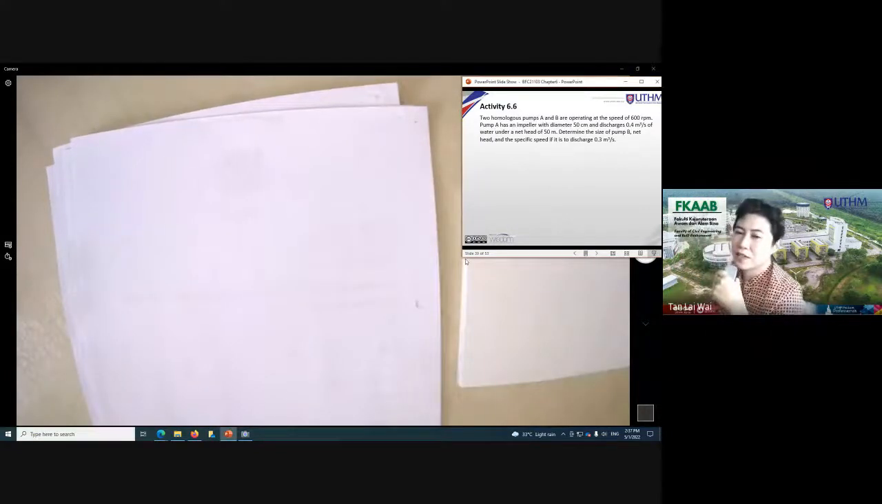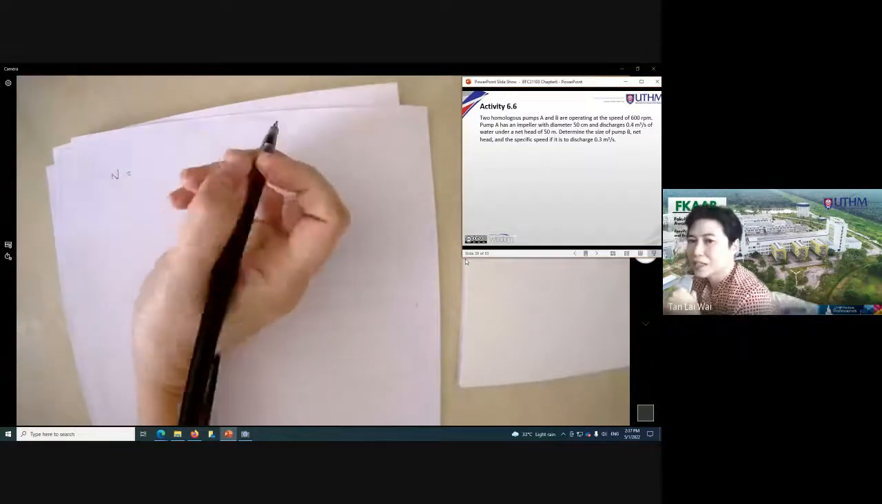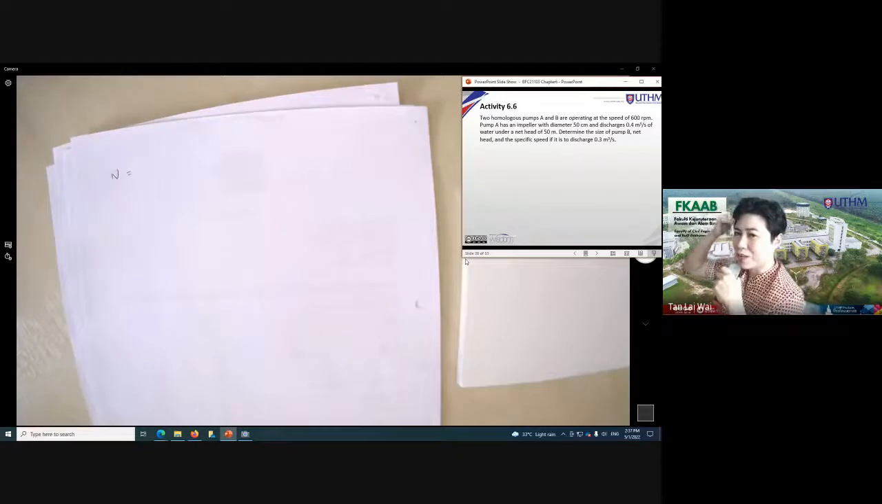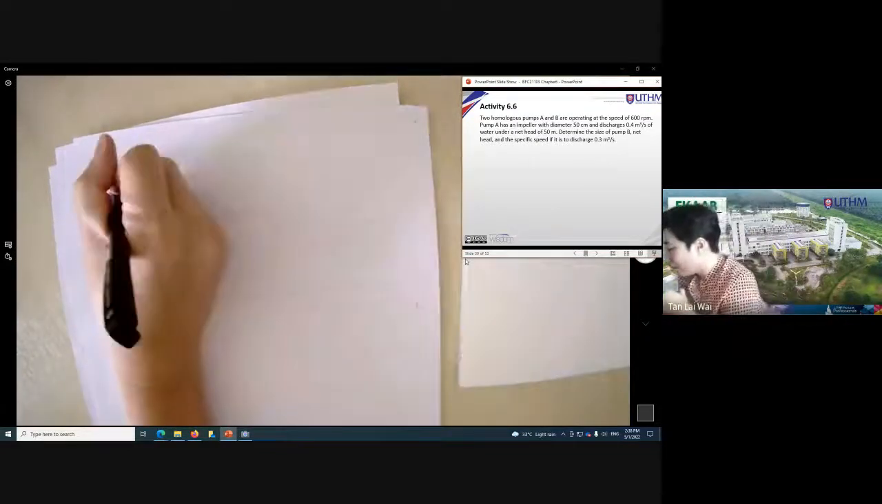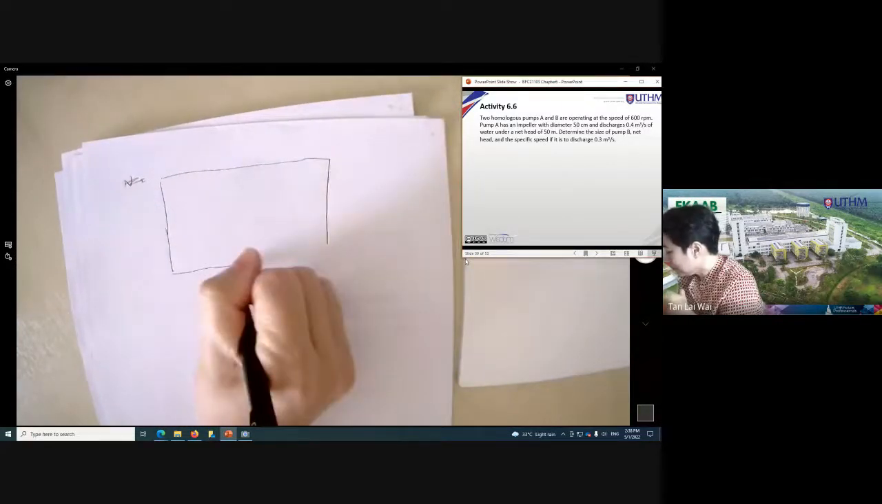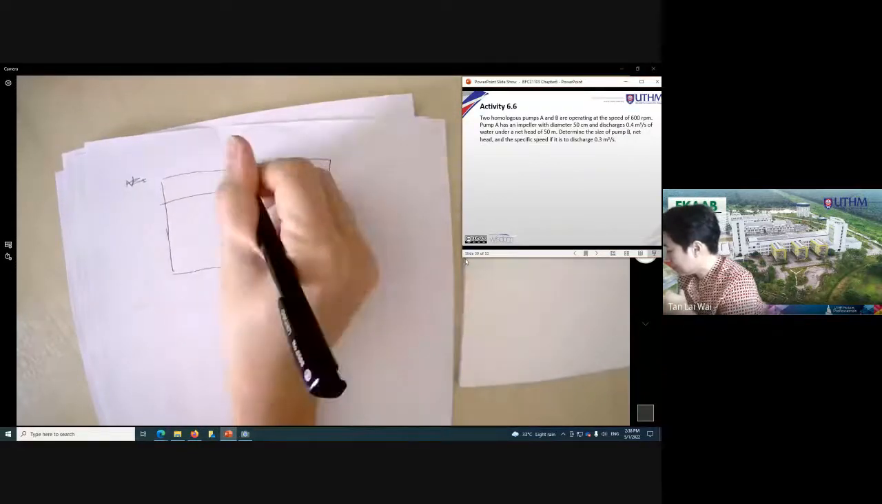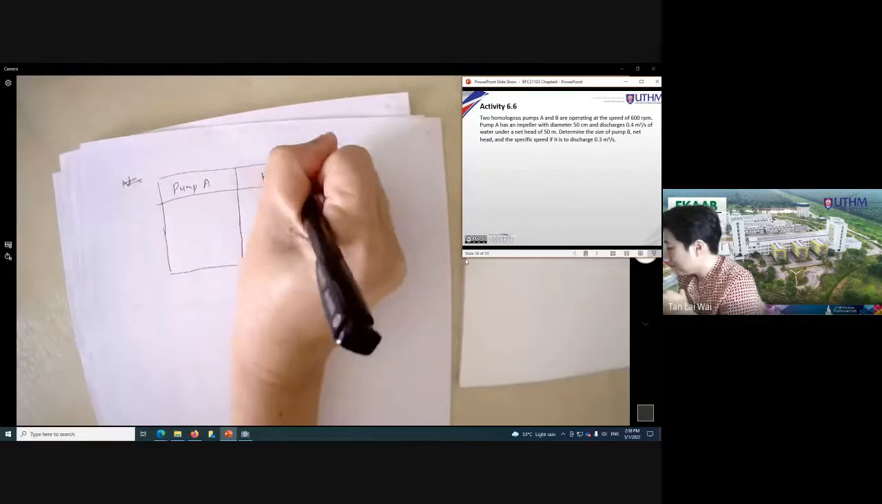It says pump A and pump B are homologous. They are operating at a speed of 600 revolutions per minute. So this is speed, not specific speed. Now to analyze this, if you are using the similitude law, it's easier if you build a table, or you tabulate all the data. So I have pump A and pump B.